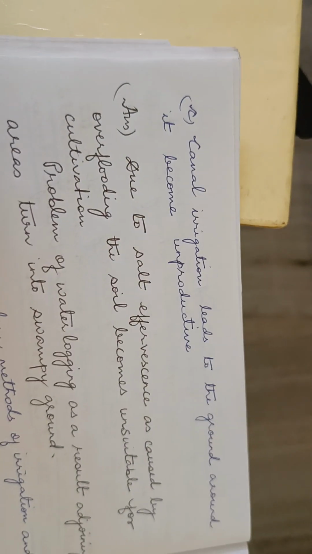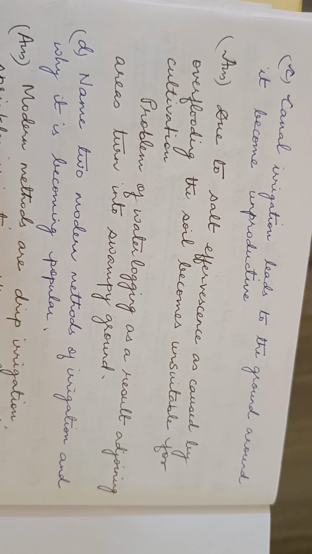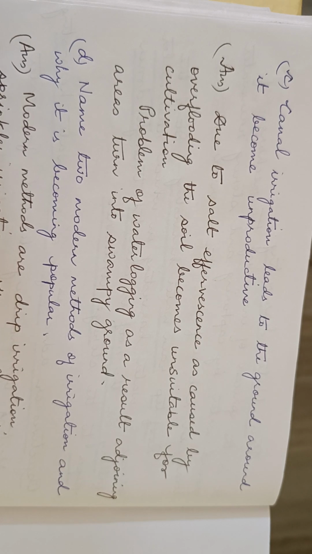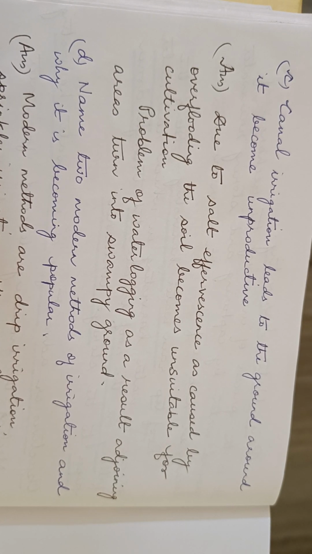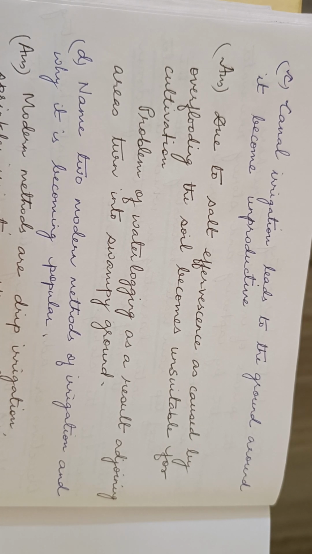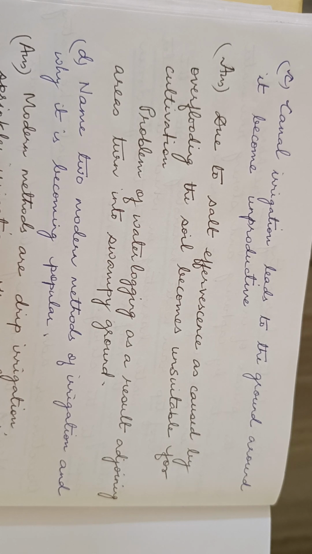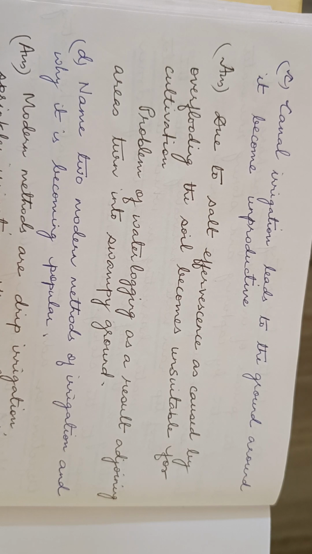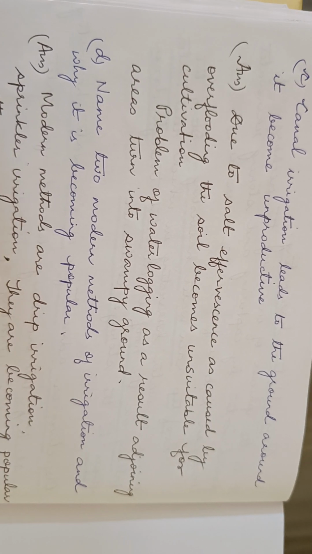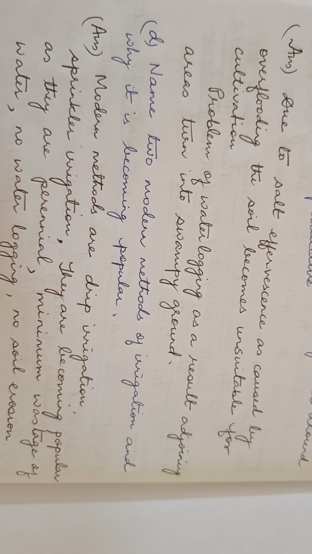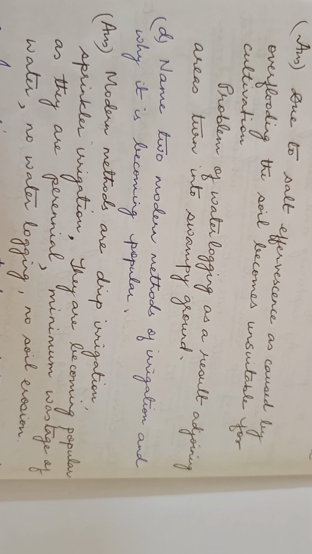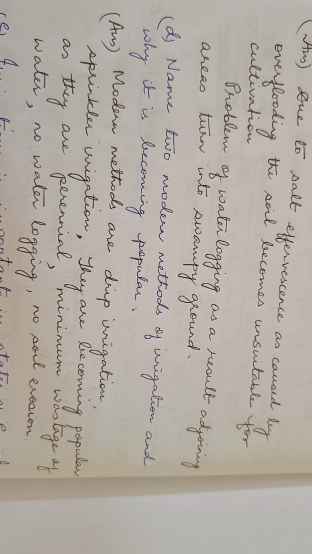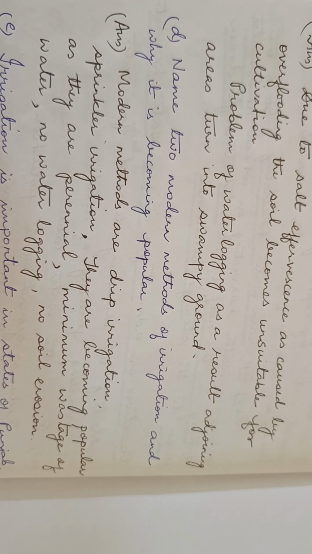Next question. Canal irrigation leads to the ground around it becoming unproductive. Now, when we do canal irrigation, there's always a tendency of overflooding. Due to overflooding, salt efflorescence is caused. As a result, the soil becomes unsuitable for cultivation. And next is the problem of water logging. As a result, adjoining areas turn into swampy ground.